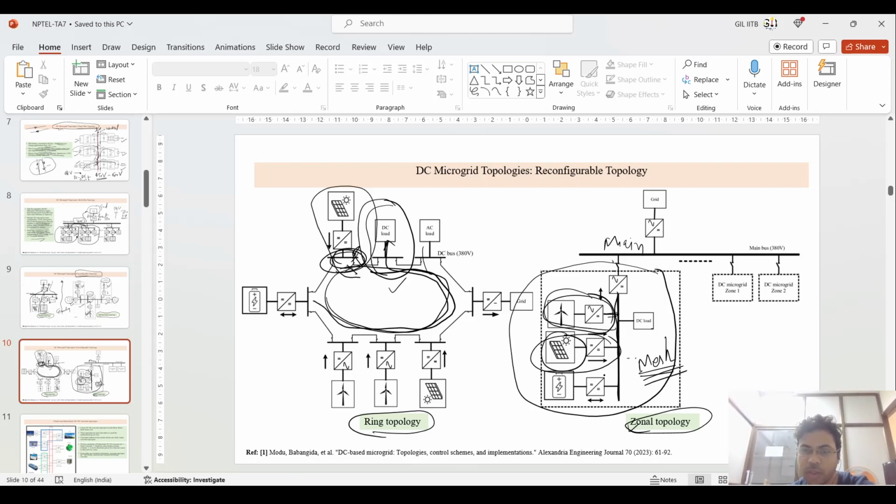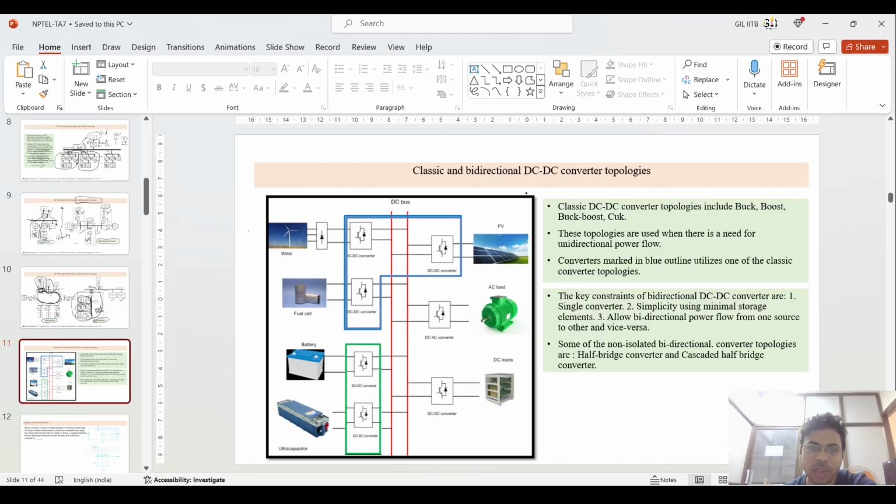This is the mesh structure, where multiple topologies are connected at a particular bus, and this bus is again converted to AC voltage, and AC connected to this DC point of common coupling. Such a same structure can also be followed at different zones. So this is the zonal topology.